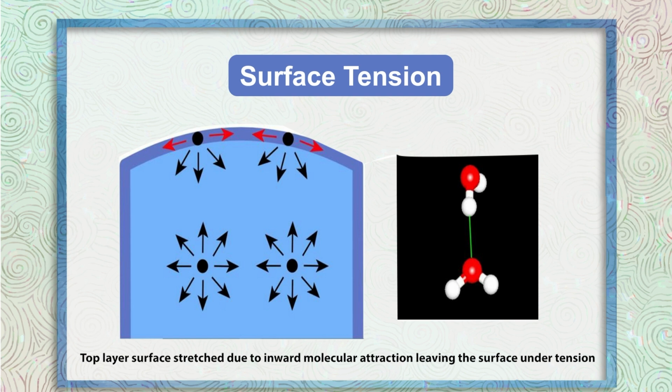But those on the surface, on the top, there is no balancing on the top side, because on the top side is air. So the forces which are upward actually make the water layer, or any liquid layer, stretched outside, and that is called surface tension.